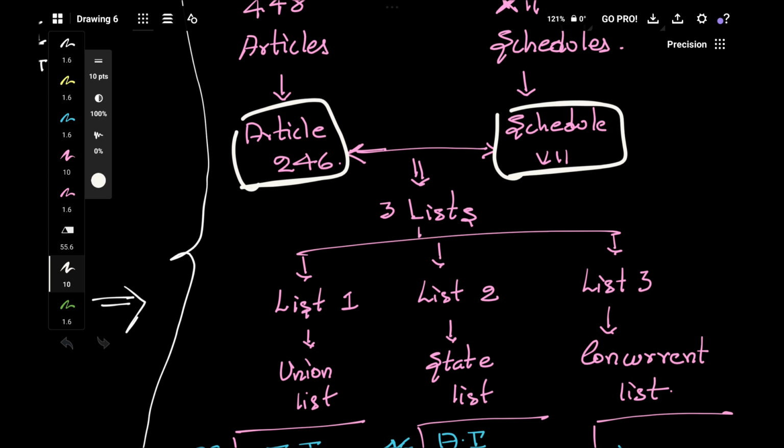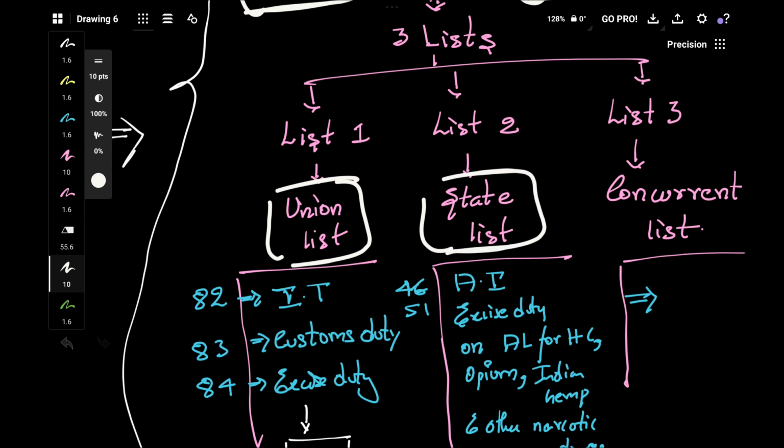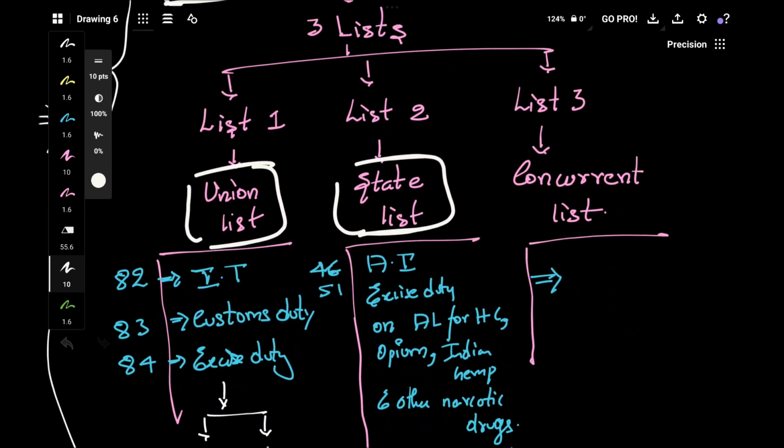So what are these lists? List 1, the Union list, says what are the topics on which the Union, that is nothing but the central government, has power to levy tax. And the state list says what are the matters on which the state government has power to levy tax or make laws. And the concurrent list says what are the matters on which both the central government and state government together can make laws. Okay, so these are the 3 lists.